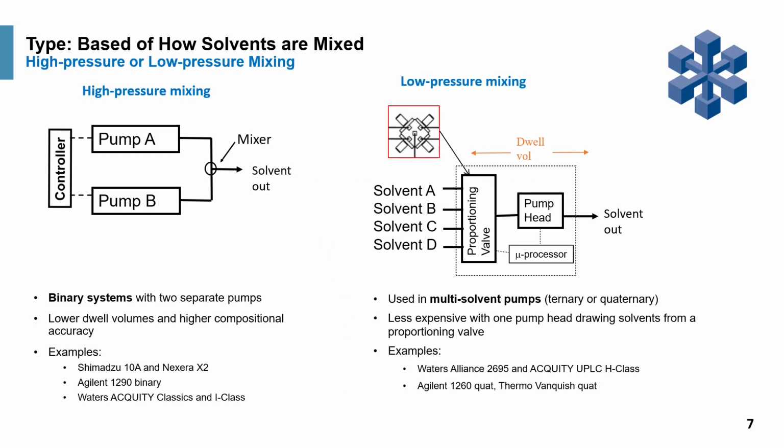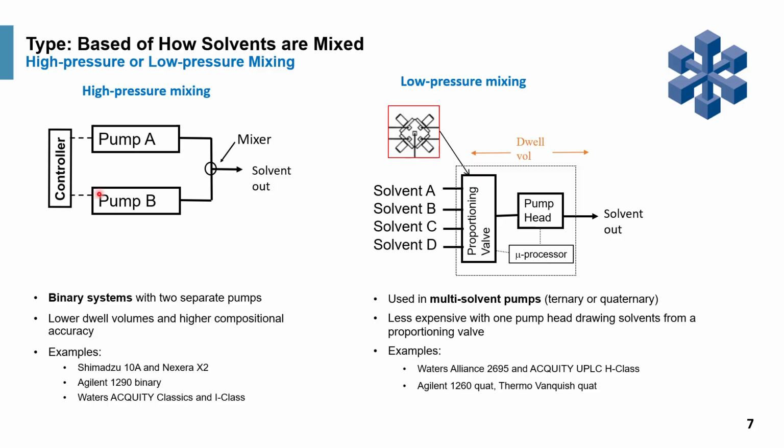There are also two important categories of how the solvents are mixed. The two types are high pressure mixing, typically delivering higher performance, and these are usually binary pumps, or low pressure mixing, typically a quad pump or quaternary pump, equipped with a single pump with a proportioning valve, right?